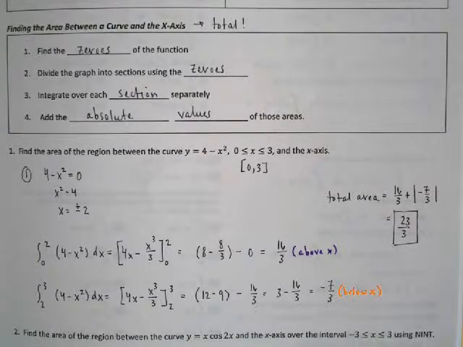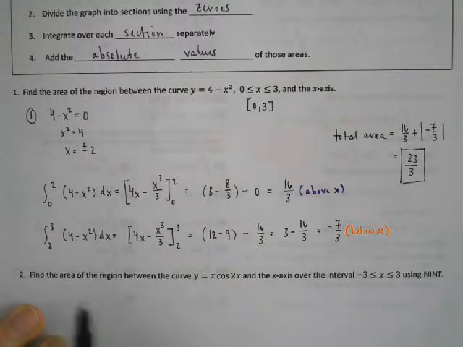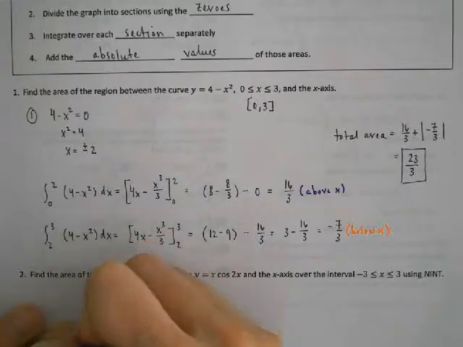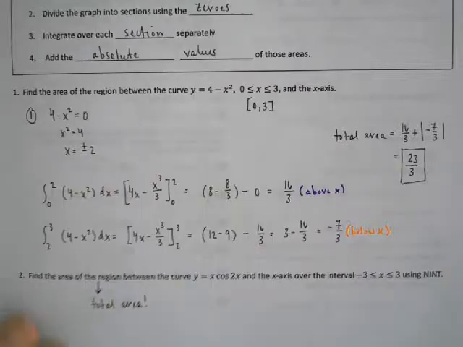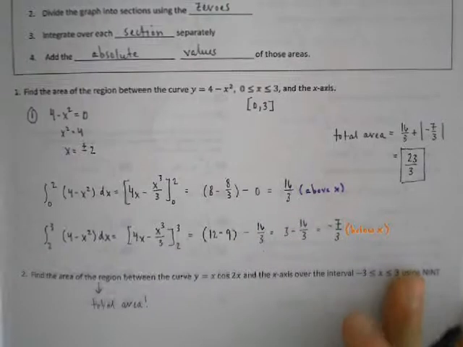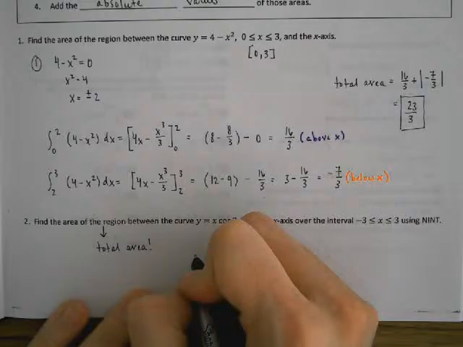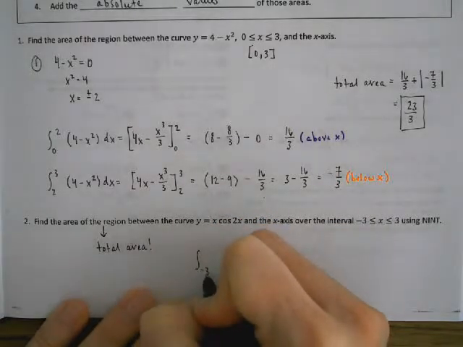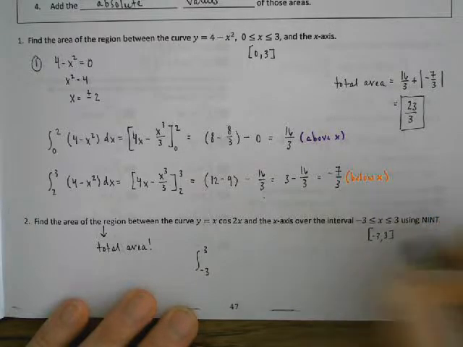Now, we have a much easier way of doing this if we can use the calculator. In number 2, we're asked to find the area of the region. Remember, if it's asking for the area of the region between the curve and the x-axis, that's the total area. Now it says using nint, that's our calculator function. Since we want to consider all areas positive, all we need to do on the calculator is integrate from negative 3 to 3. That comes from our interval here.